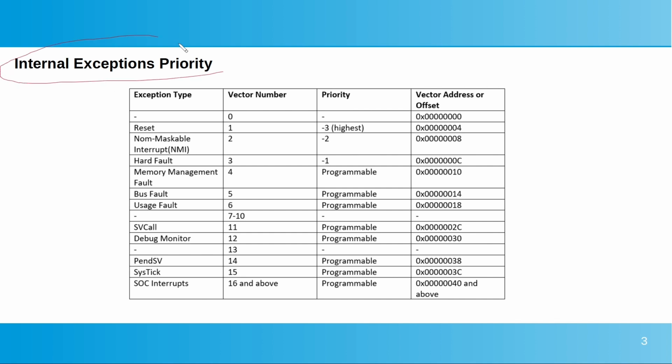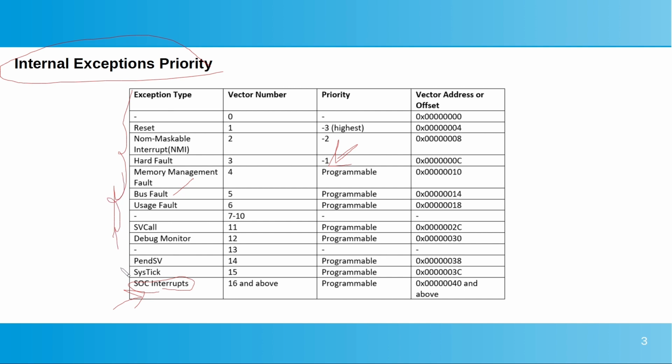So as you can see, guys, this table is defining the priorities of different internal exceptions supported by the ARM Cortex-M microprocessor. As I stated before, there are two types of exceptions and interrupts. We have the internal exceptions like the faults and the SysTicks and so on, and then we have the external or system on chip based interrupts. Now the priorities for those external interrupts are defined via the NVIC registers.